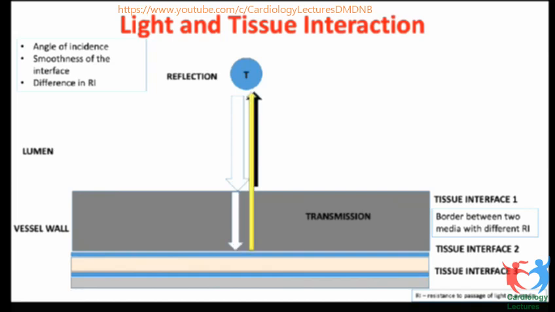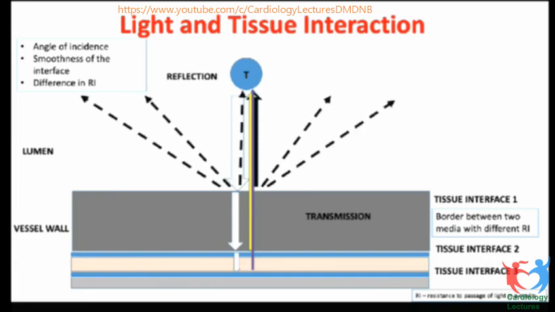They get reflected from the next interface. Then again, part of it is allowed to go through to the third interface and the second gets reflected. This is what happens if you have a regular surface and a perpendicular interaction between the light and tissue. Suppose the surface is irregular, what happens? The light gets reflected in multiple directions and only a small part of it reaches back to your transducer.